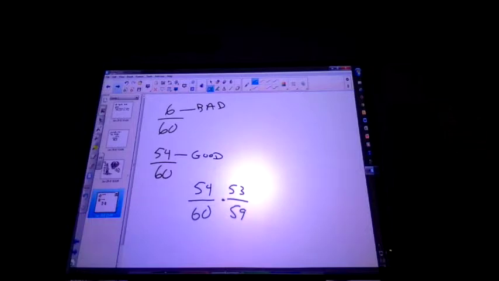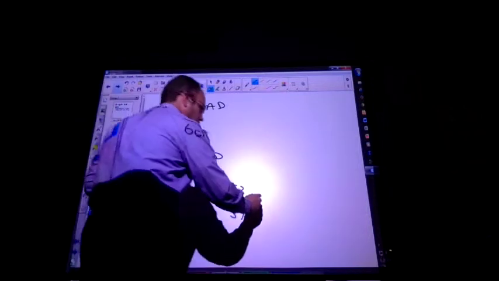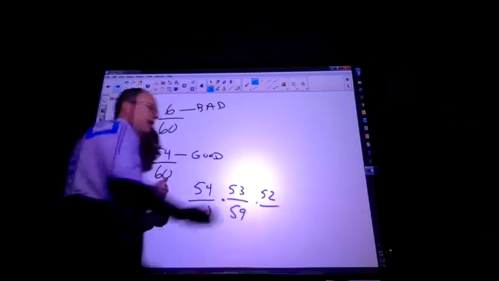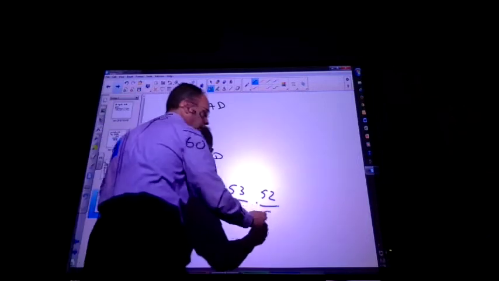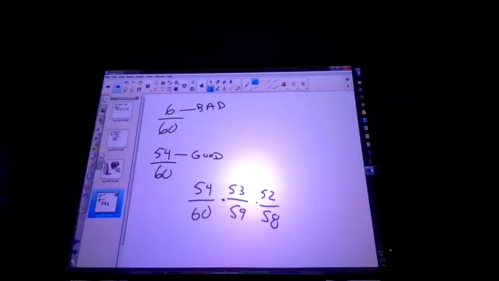I don't know yet. I'm just saying, hey, I know that my chance of finding a good one was originally 54 out of 60. Now I'm picking up 1. I'm assuming this is good. Now I'm picking up another one, assuming this is good. Now I'm going to pick up a third one and assume it's good. That means there would have been 52 left out of the 58. And then if you multiply that all together.